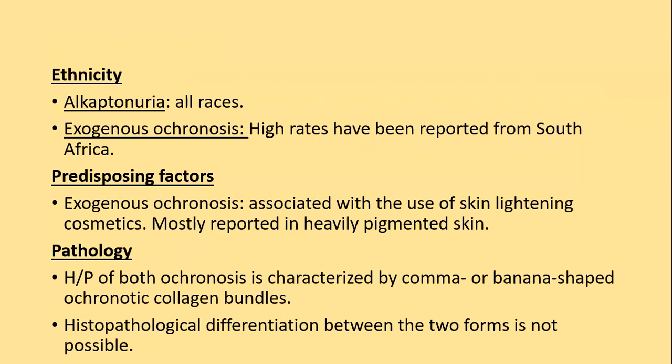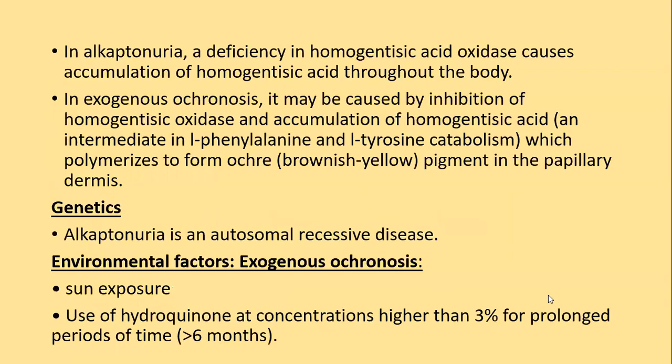Pathology. Histopathology of both ochronosis is characterized by comma or banana-shaped ochronotic collagen bundles. So pigment is basically on collagen bundles. Histopathological differentiation between two forms is not possible.